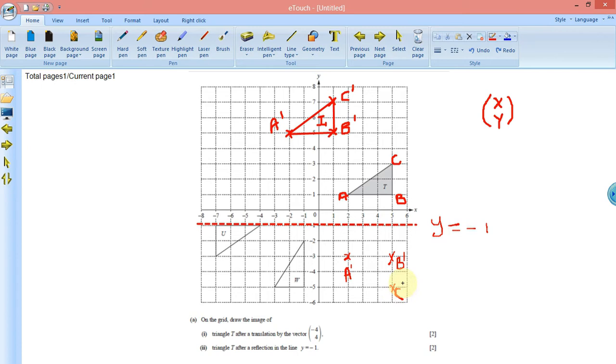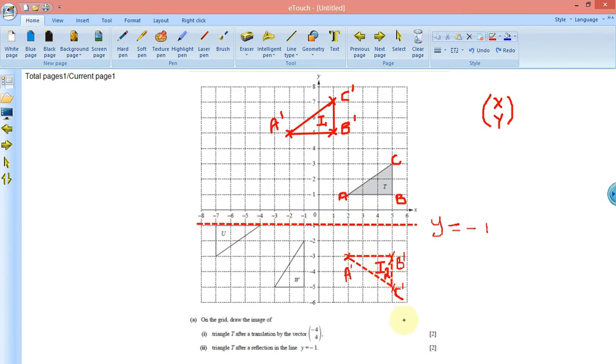Then you can now join the new coordinates. So join A prime to B prime, B prime to C prime, C prime to A prime. So let's tag that I2. So that is image 2. Image 2 is as a result of reflection, while image 1 is as a result of translation.